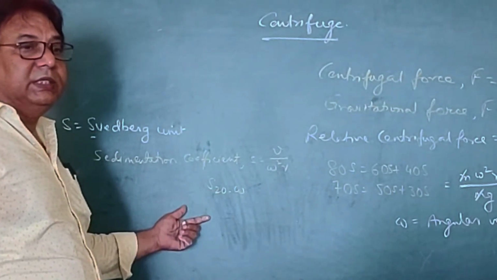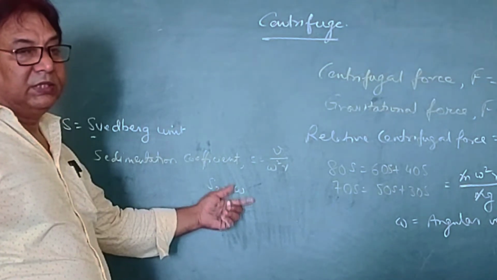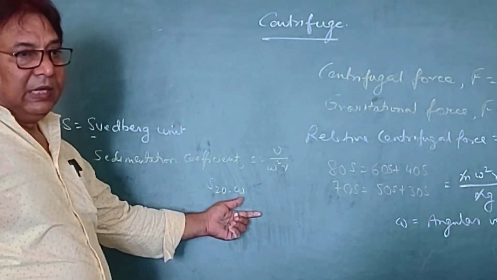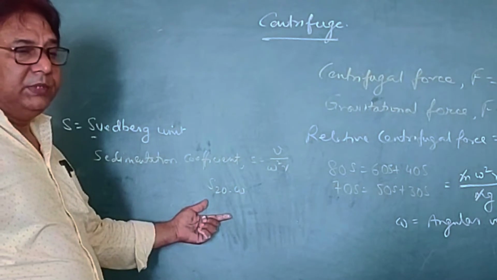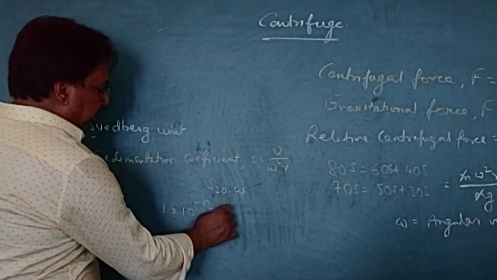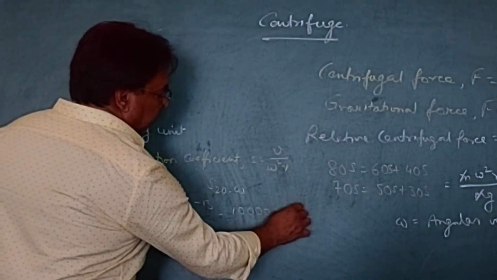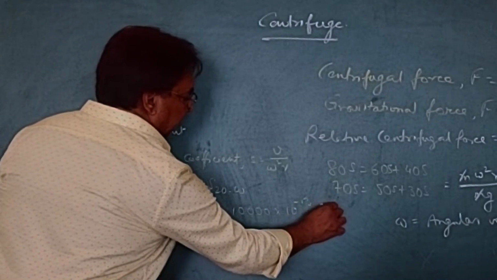S20W means at 20 degrees centigrade in water, the sedimentation coefficient is known as the standard sedimentation coefficient, and it ranges from something like 1 into 10 to the power minus 13 to 10,000 into 10 to the power minus 13 seconds.